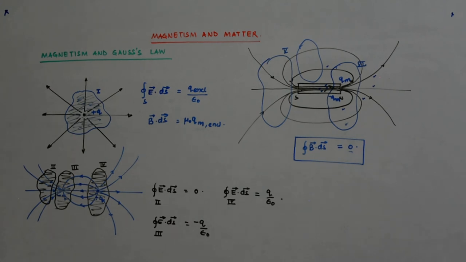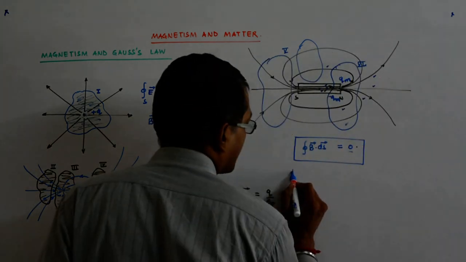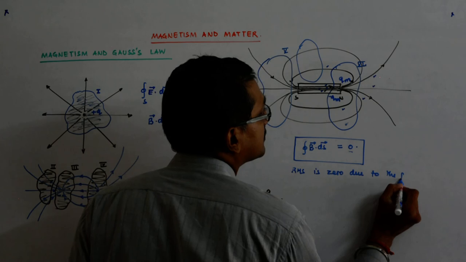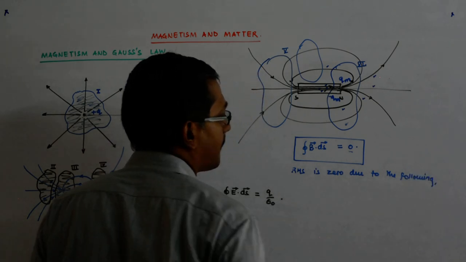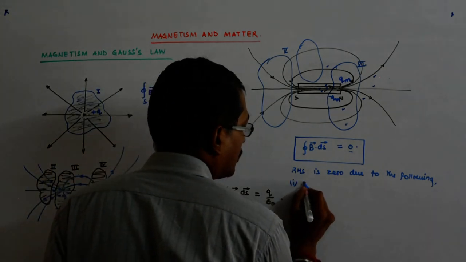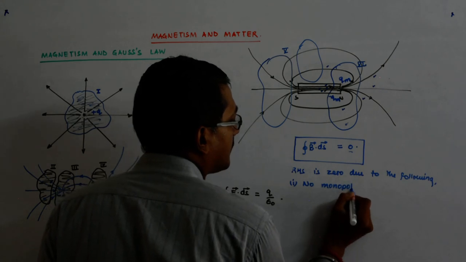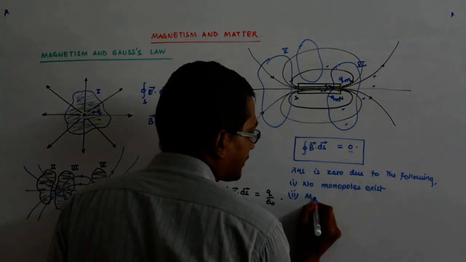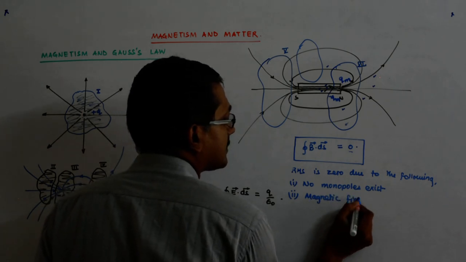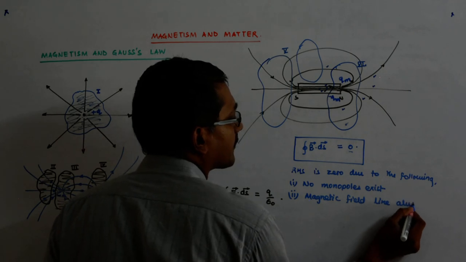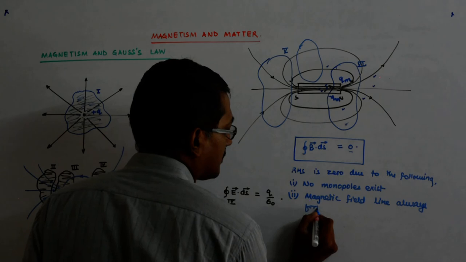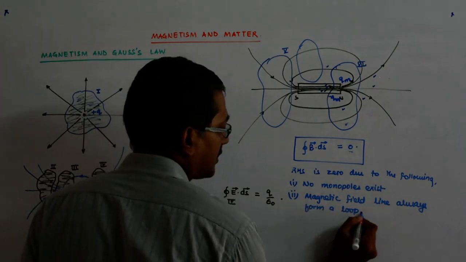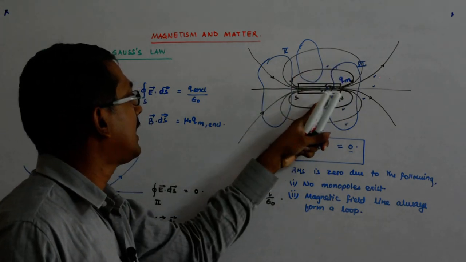Fine. And this happens due to two things. Why has it happened? RHS is zero due to the following. Number one, no monopoles exist. And the second is magnetic field lines always form a loop. They always form a loop. So whatever has gone has to come back.